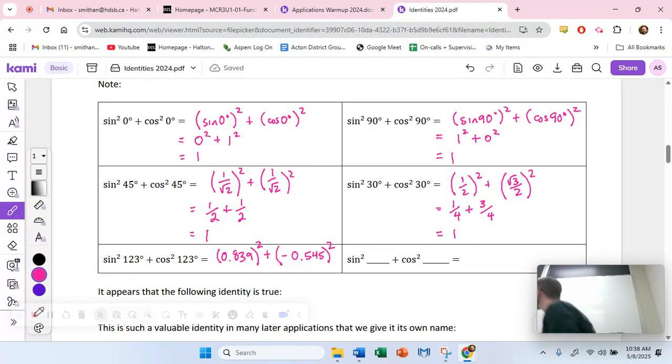If you square those two numbers and add them together, you should get very close to 1, because I rounded a bit. So it might not be exactly 1. Let's try it. 0.839 squared plus negative 0.545 squared. 1.000946. I did some rounding. It's basically 1.